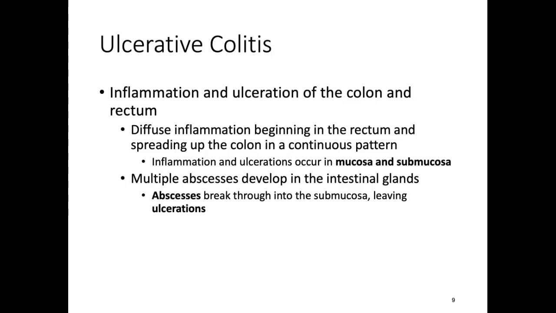Inflammation and ulcerations occur in the mucosa and the submucosa, so not all three layers. And you can also get abscesses developing in the intestinal gland. An intestinal gland is a gland that's found in between the intestinal epithelial lining of the small intestine and the large intestine. And so abscesses break through into the mucosa, leaving ulcerations.